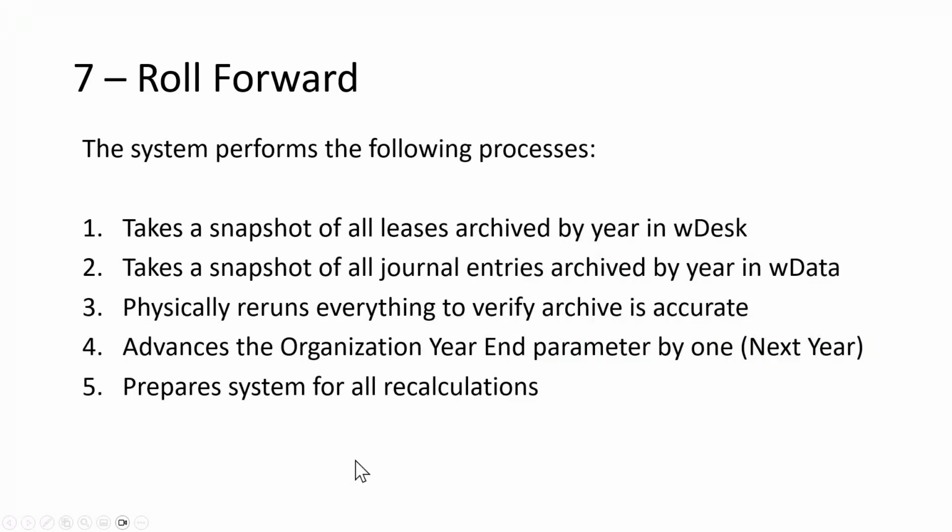These processes include snapshots of all leases archived by year in Wdesk and all journal entries archived by year in Wdata. The system performs a verification check and then advances the year-end date by one and prepares for all recalculations. To recalculate the outputs for the new year, we would run the main zero GASB multi-agency chain. This automated process provides two important benefits.